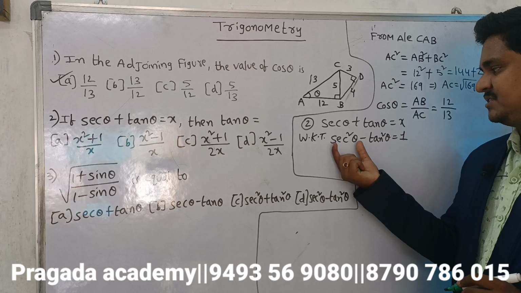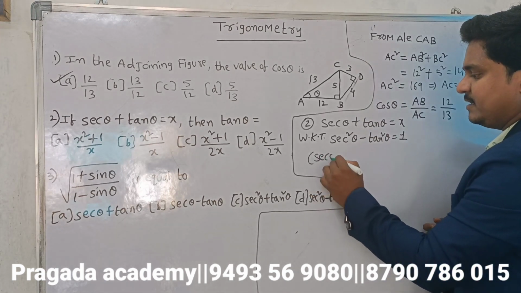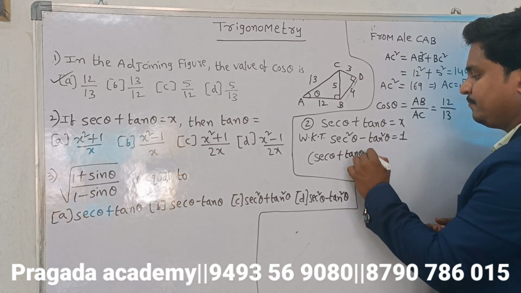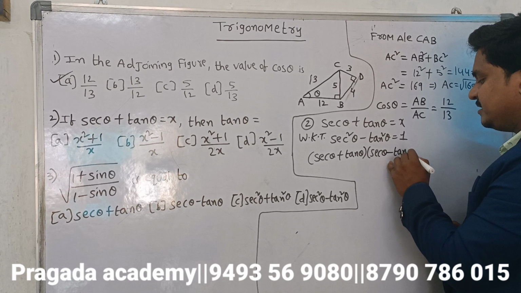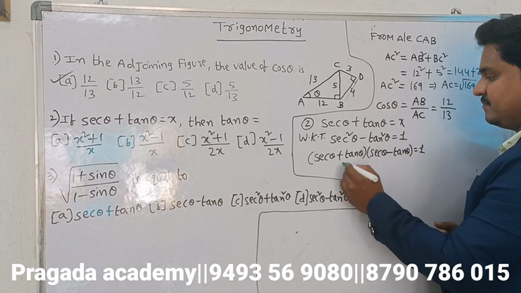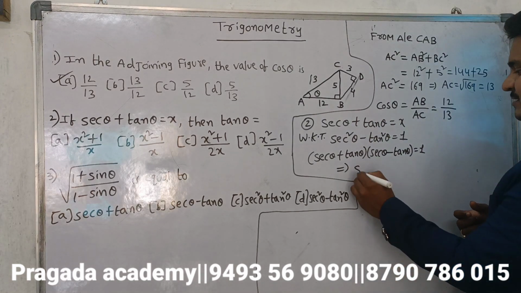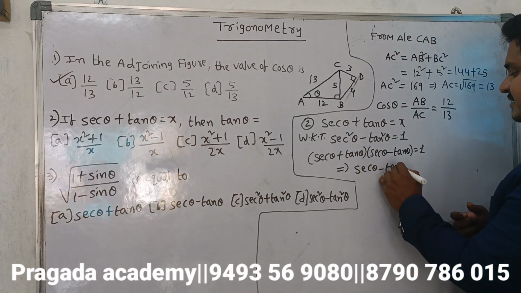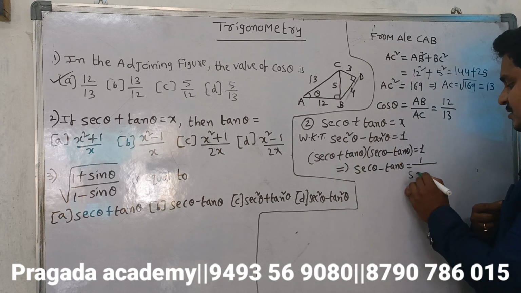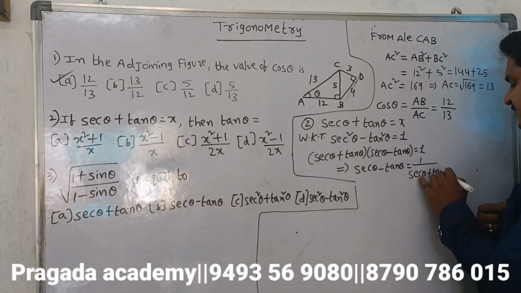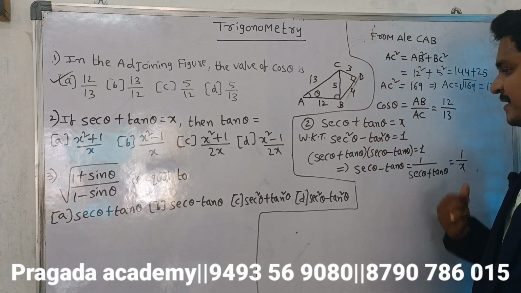If you observe, this is in the form of a square minus b square. The formula is a plus b into a minus b. So here we already know secant theta plus tan theta is x. So secant theta minus tan theta is equal to 1 divided by secant theta plus tan theta. We already know this value is x, so we get 1 by x.